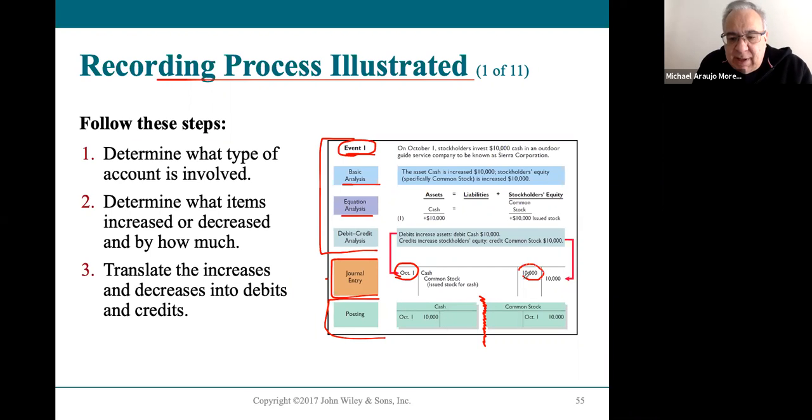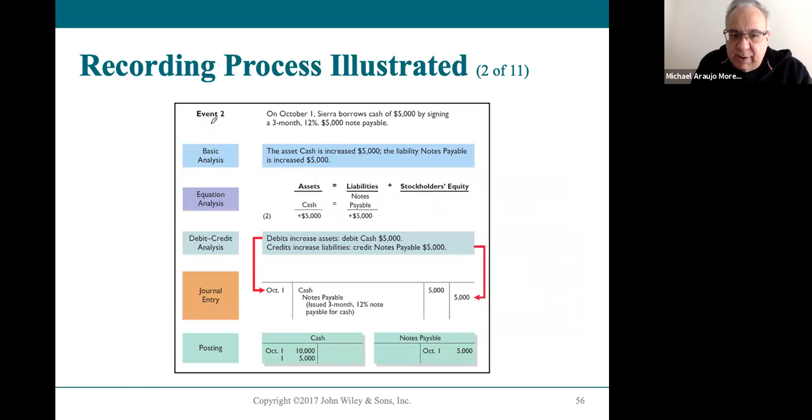This $10,000 debit to cash in the journal needs to be posted to the debit side of the cash account. That's posting. The same thing, this $10,000 credit to common stock needs to be transferred, posted to the credit side of the common stock account. Remember, here's common stock, it's got two sides. All accounts have two sides. We're just putting the number from the journal based on the column it's in, debit or credit column, into the proper side of each account. That's posting. We're going to review the whole thing, so hang in there.